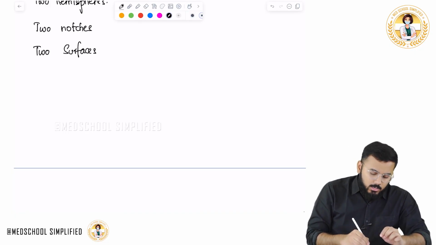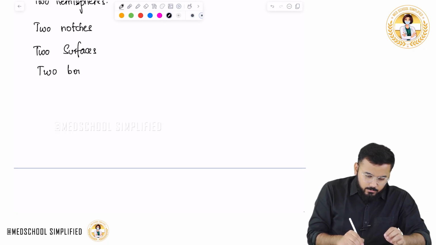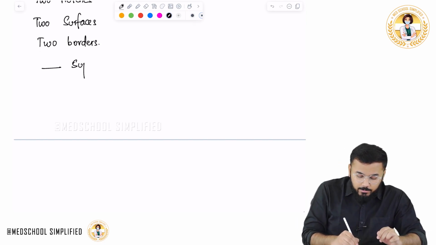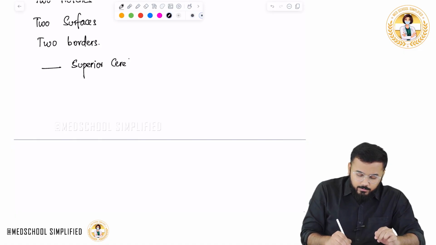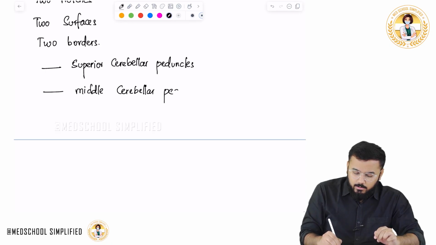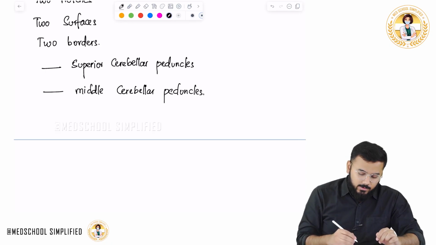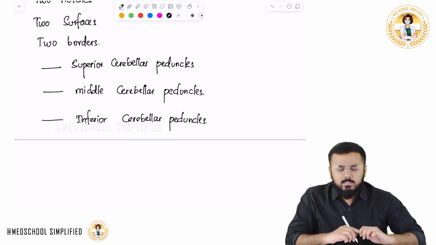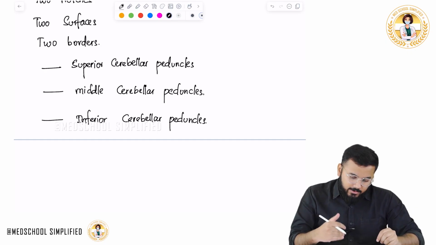Two surfaces we have got, two borders we have got, and next important thing is how many superior cerebellar peduncles we have got, how many middle cerebellar peduncles we have got, and in the same way, how many inferior cerebellar peduncles we have got?